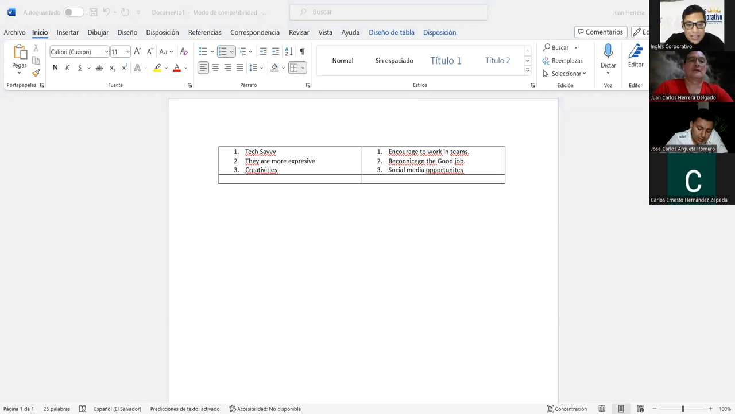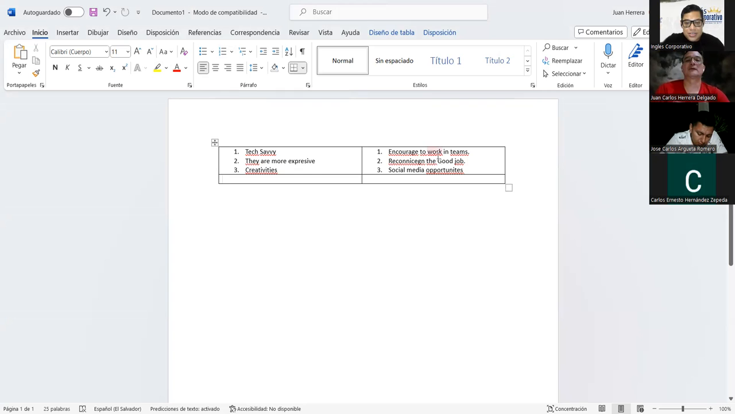Great. Expressive, double S. This, number two, they are more expressive, double S. And also creativity, because it's a noun. So you say, what creativity? Only, I don't know, they are creative. So you can also add, and you don't need to add creativities, it's creativity. Opportunities. Why in the end? Creativity. Nice, good. And C, no capital. Creativity.